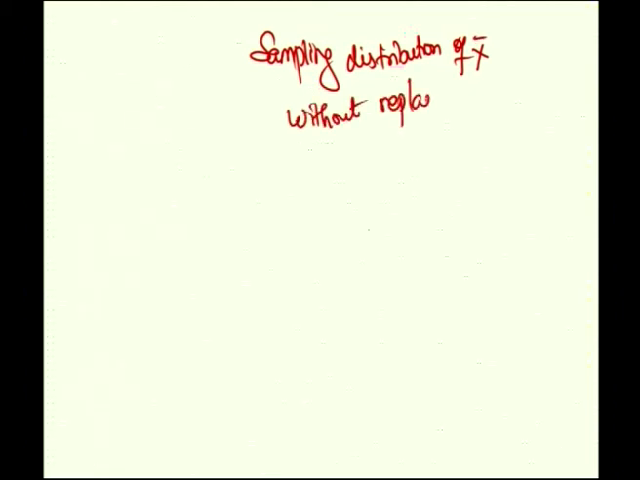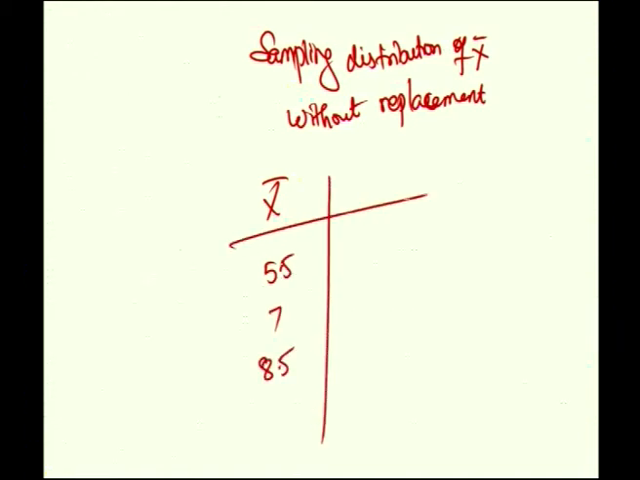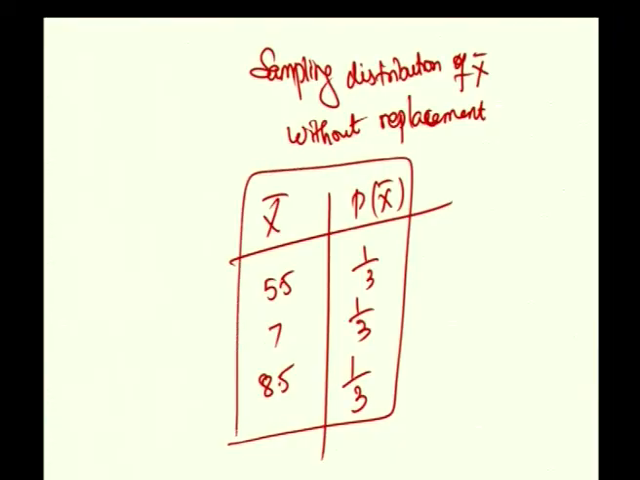In this case we have only 3 values of x bar, that is 5.5, 7 and 8.5, and their chances are 1 by 3 each, because 5.5 is appearing only one time, 7 is appearing one time, so 1 by 3, and 8.5 is also appearing one time among the 3 values 5.5, 7 and 8.5. So, this is the sampling distribution of x bar values 5.5, 7 and 8.5 with respect to their probability values.